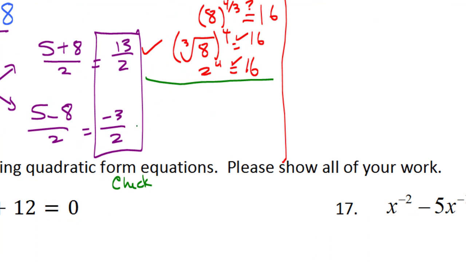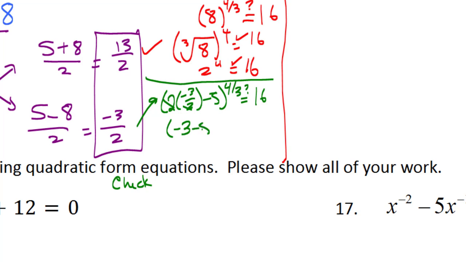So now I'm going to check negative 3 halves. I'm going to plug in negative 3 halves minus 5 raised to the 4/3, which is supposedly equal to 16. Sorry about my dog barking. So negative 3 minus 5, that's negative 8. So negative 8 to the 4/3 is supposedly equal to 16.